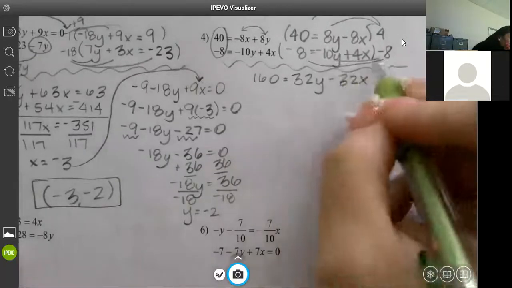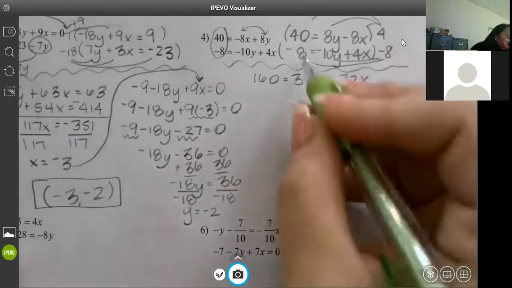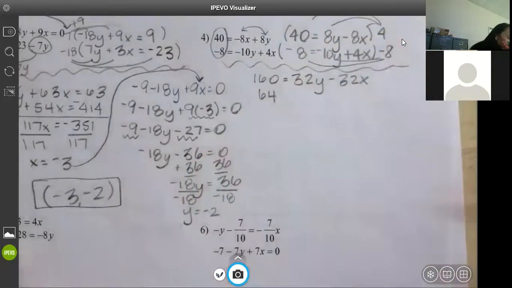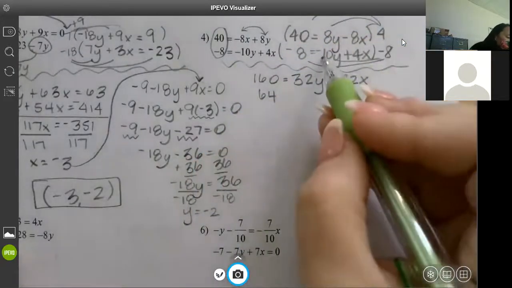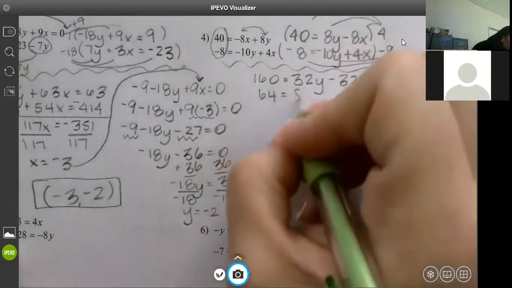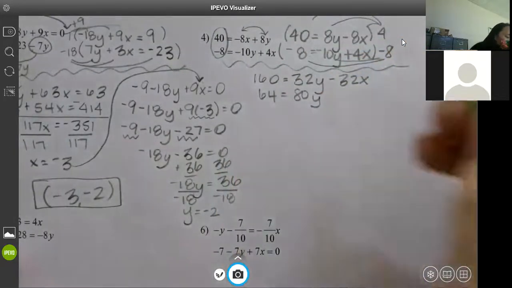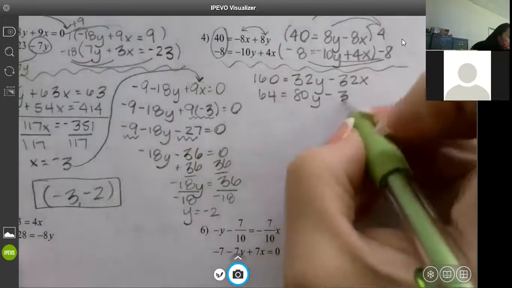On the bottom, distribute your negative 8. Negative times a negative makes a positive. 8 times 8 is 64. Negative 8 times negative 10 is a positive 80y. And negative 8 times 4 is negative 32x.